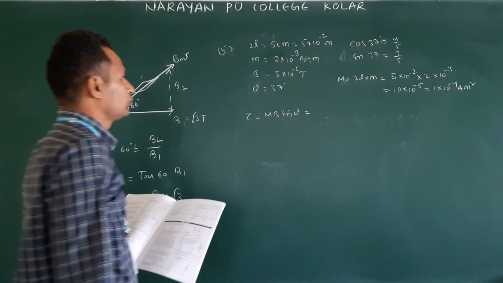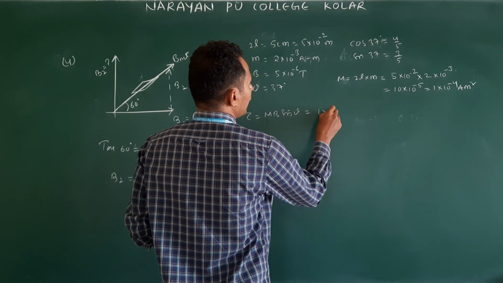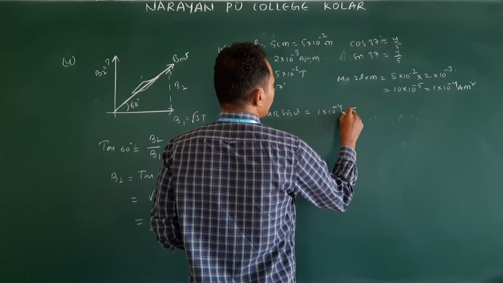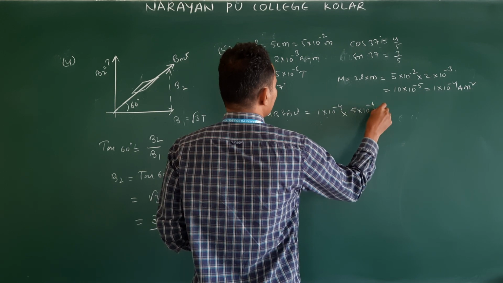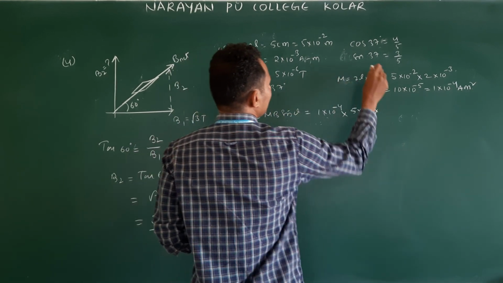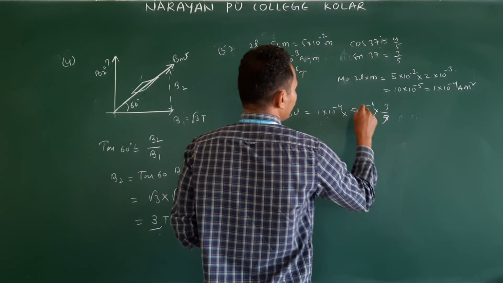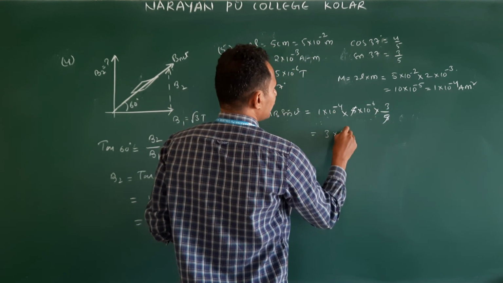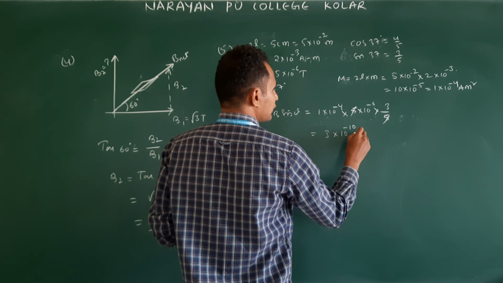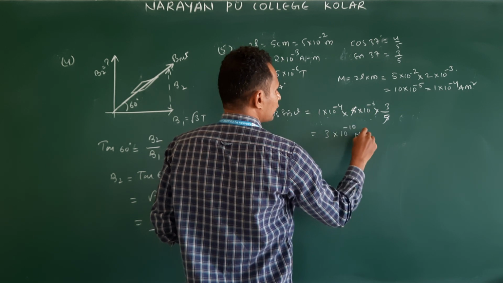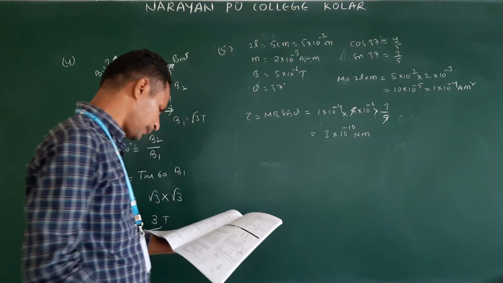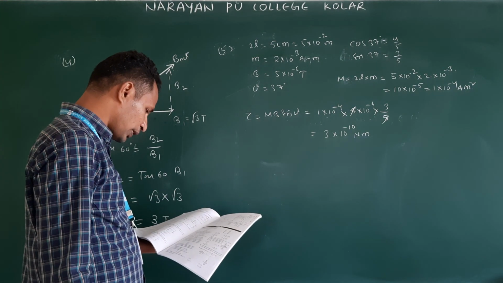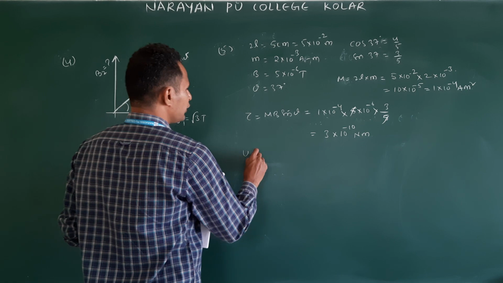Right? Now, what is the M value? 1 into 10 power minus 4. What is the B value? 5 into 10 power minus 6. Sin 37, what is sin 37? 3 by 5. The 5 cancels. This is 3 into 1, 3 into 10 power minus 10 Newton meter. Is there an option? Yes, 3 into 10 power minus 10 Newton meter. Correct. Next, potential energy.